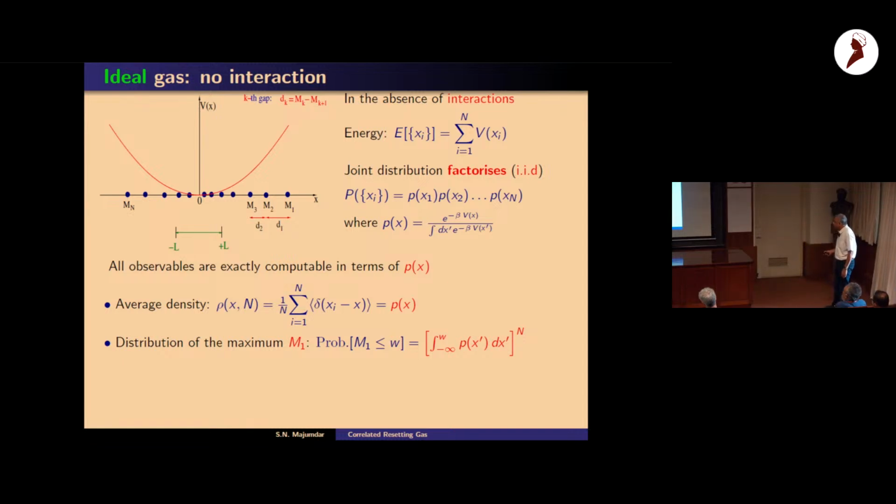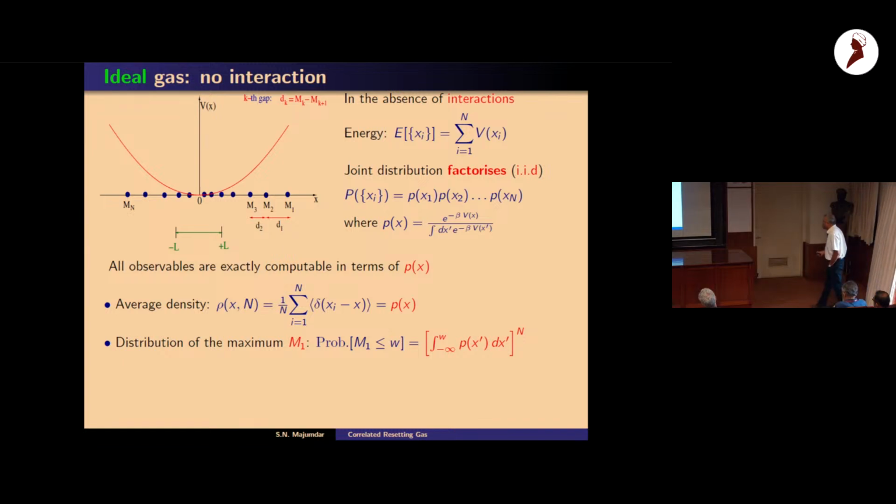Now, the event that the maximum is less than or equal to W is exactly the same as the event that all the particles are less than W, in their positions. And since the particles are independent, this is just the integral of P(x') dx' from minus infinity to W, to the power n, because there are no correlations between the particles.